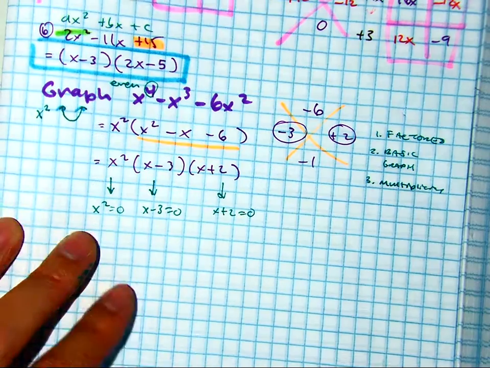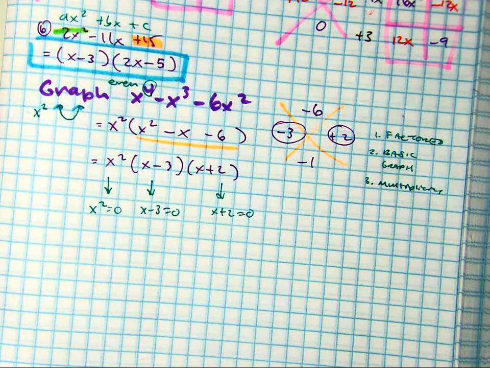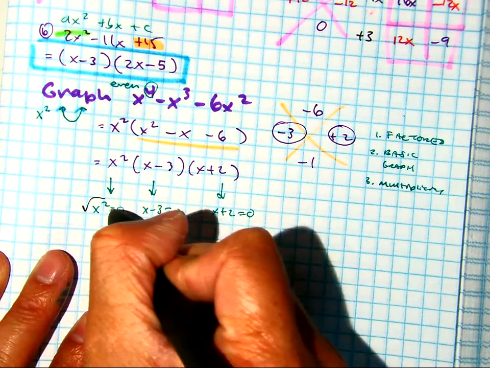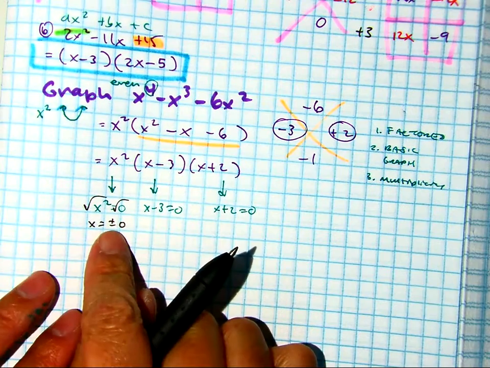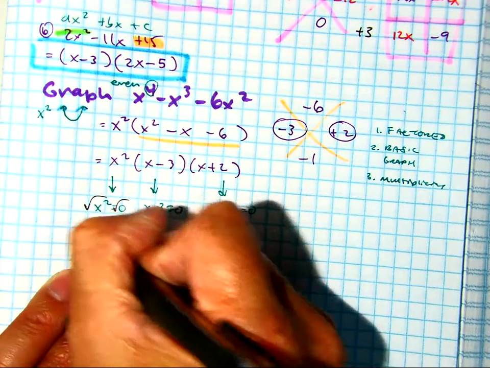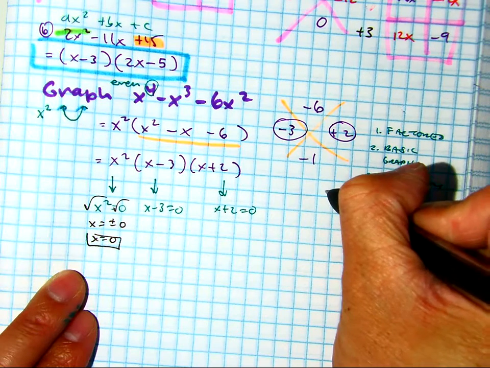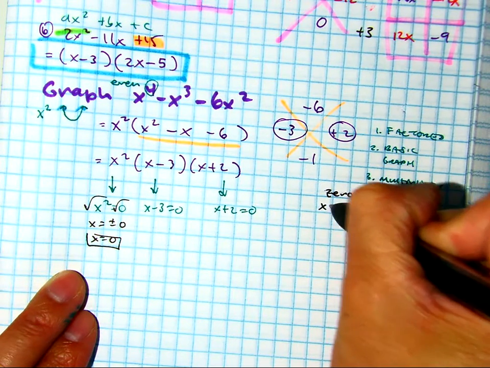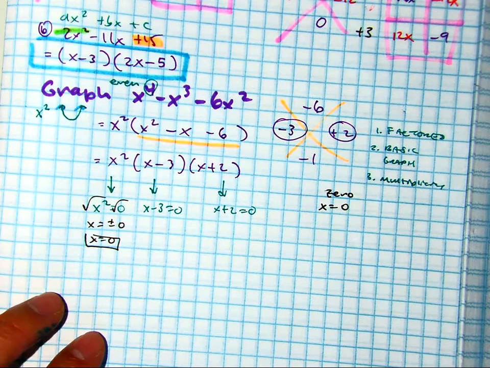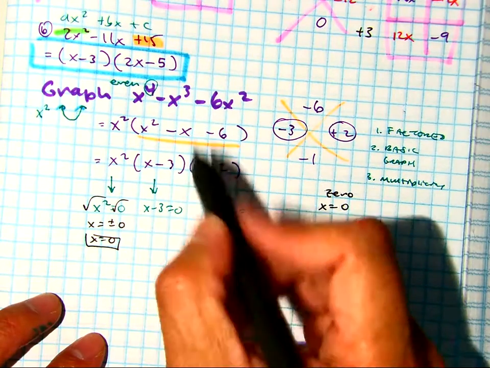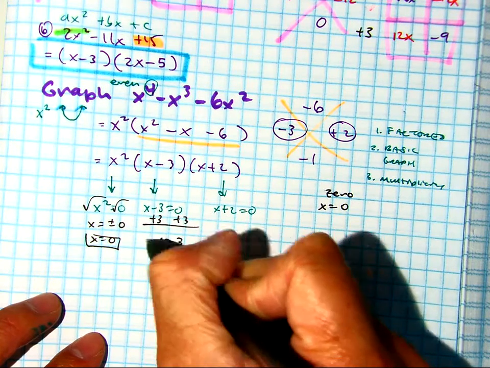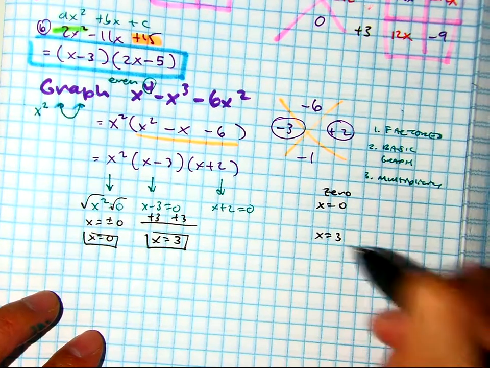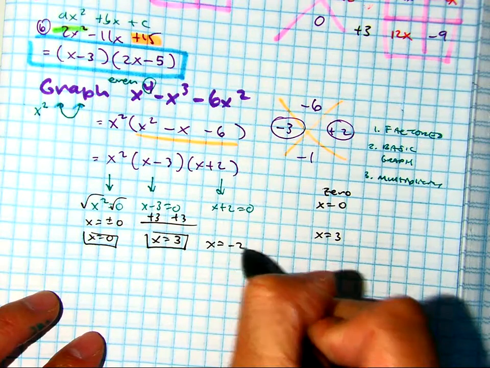It's a 0 there. If I solve this one, I get the square root of 0 is x equals plus or minus 0. Class, can 0 be both positive and negative? No, so just x equals 0. So our 0 is x equals 0. This one will become what, class? X equals 3. And this one will become what? X equals negative 2.